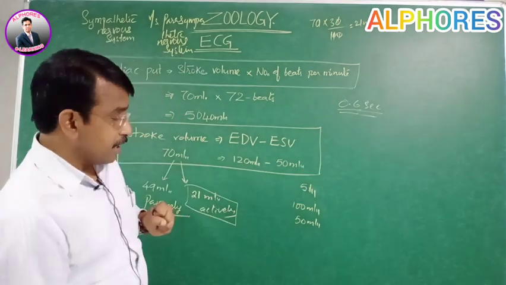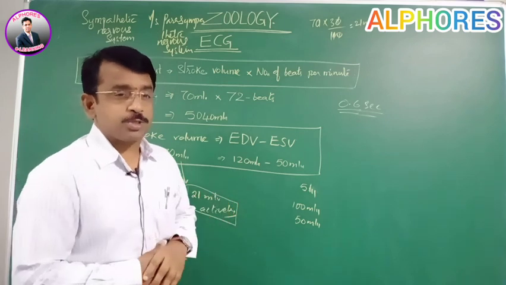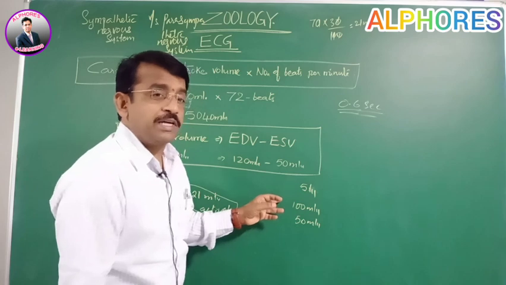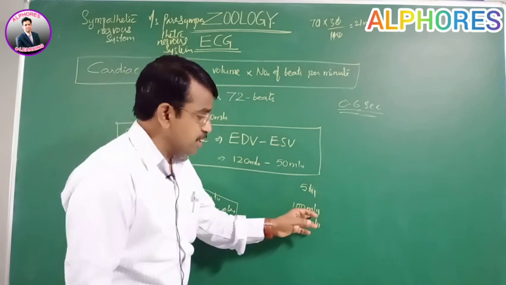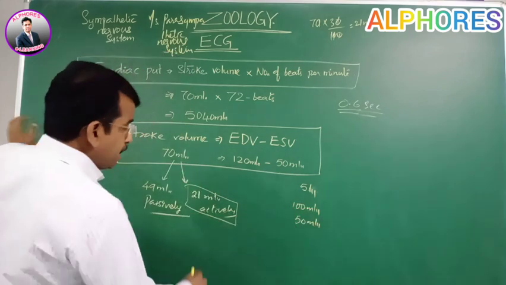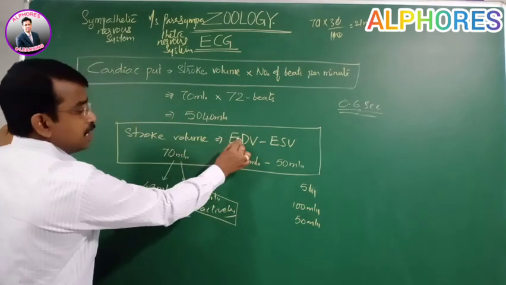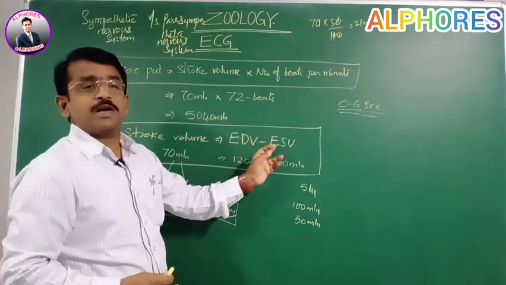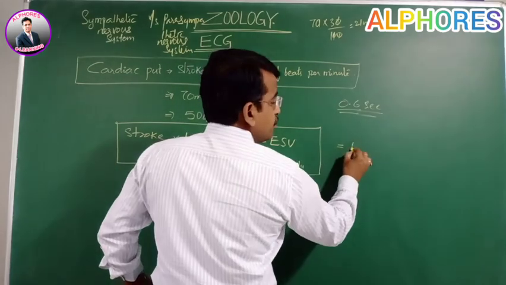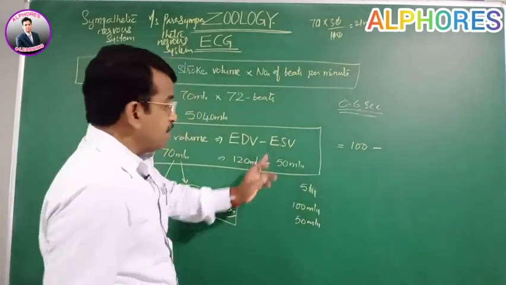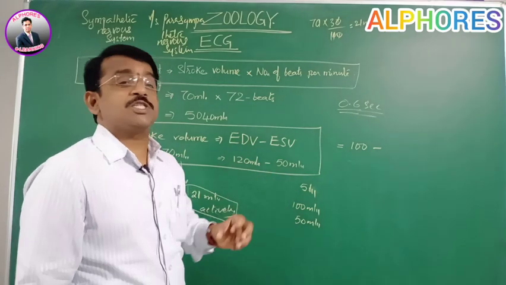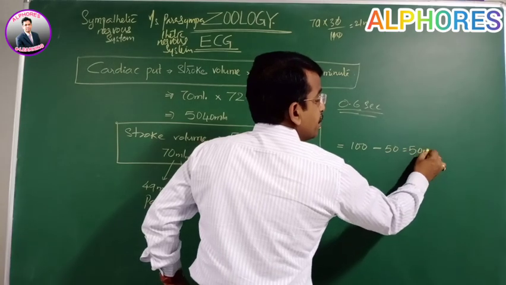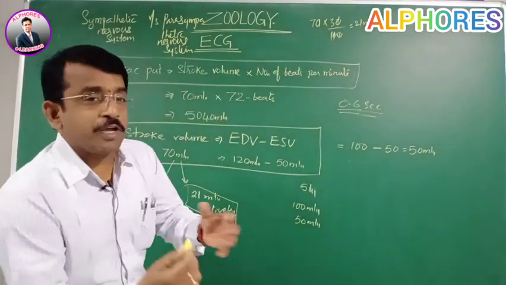Now, consider it here. The cardiac output is 5000. And the volume of the blood after the diastole is nothing but 100 ml, the end diastolic volume. First of all, we have to calculate the stroke volume. Stroke volume is equal to end diastolic volume minus end systolic volume. Here, end diastolic volume is 100 ml, and the volume of the blood after the systole is 50 ml. So 100 minus 50 is equal to 50 ml, which means stroke volume is 50 ml.